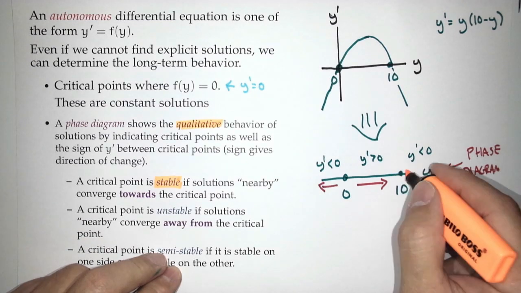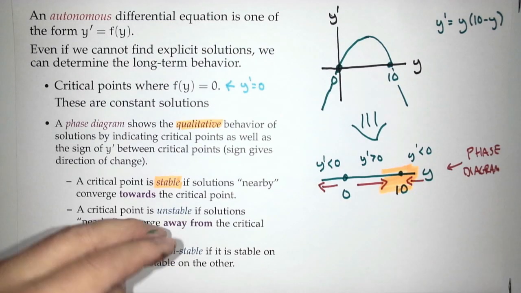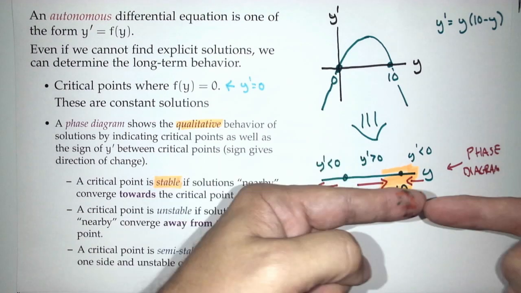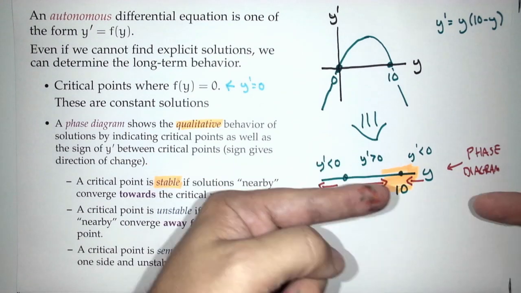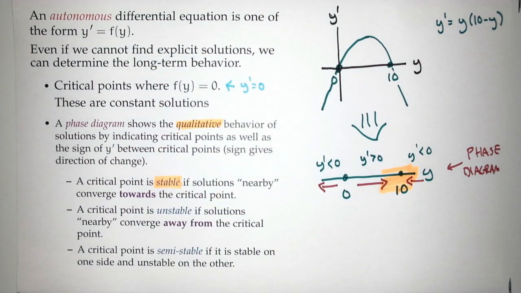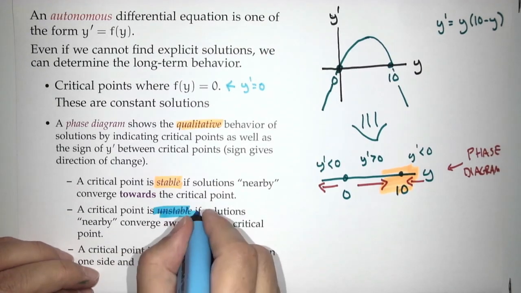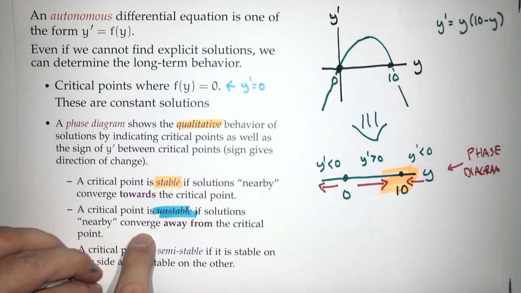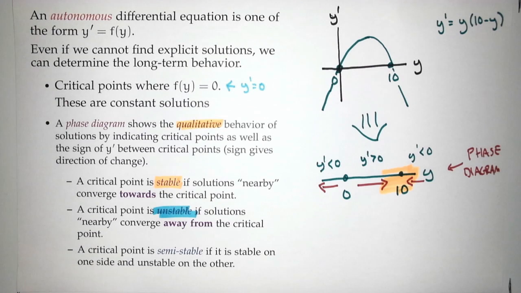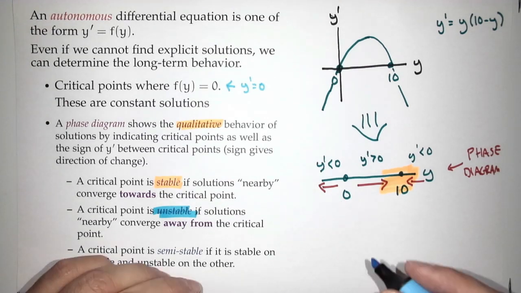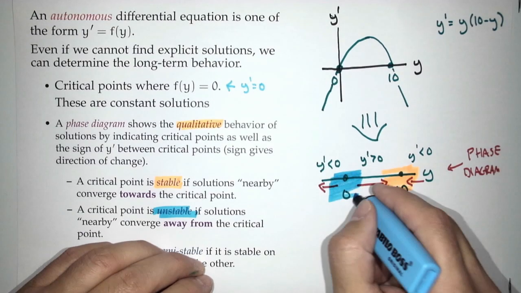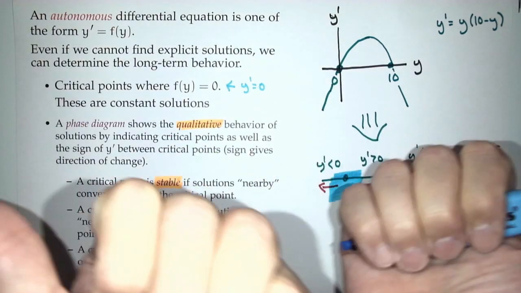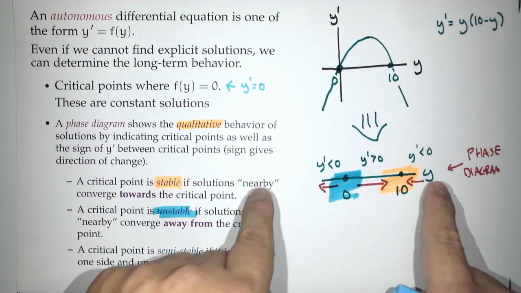Yeah, so the key here is you look for the arrows coming both in. Where the arrows both come in, that says stable. A critical point is unstable if solutions nearby move away. Is either of these unstable? Yeah, 0. 0 is unstable because the arrows move out. We're moving away from it.